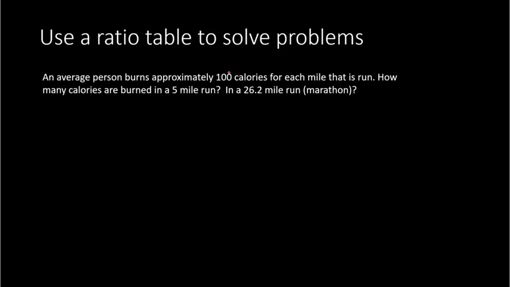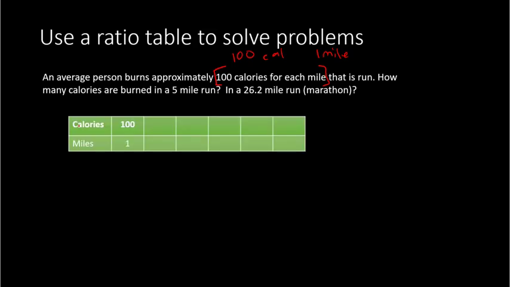All right, so what we can do is create a table, a ratio table. We can use the information given that 100 calories are burned for each mile. So 100 calories are burned for 1 mile. That is the ratio, 100 calories to 1 mile. If you create a table, we can create one row with calories and one row with miles. We were told that 1 mile is 100 calories, so you plug that data into the table.